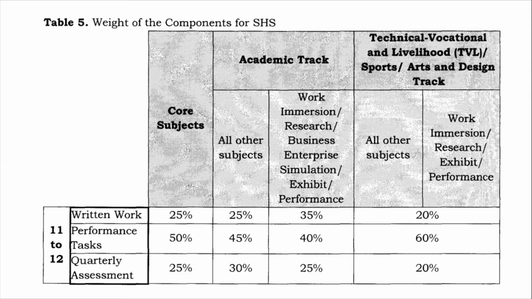For the technical, vocational, livelihood track, and also the arts and design track and sports, all other subjects and work immersion, research and exhibit and performance, it is 20% for the written work, 60% for the performance task, and 20% for the quarterly assessment.